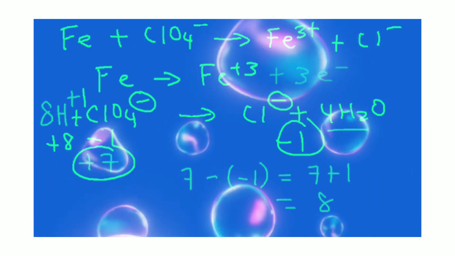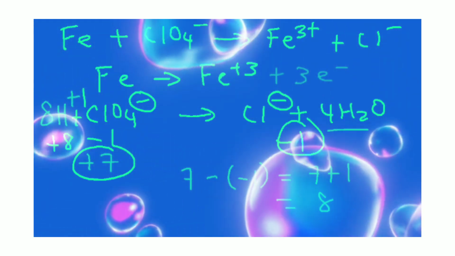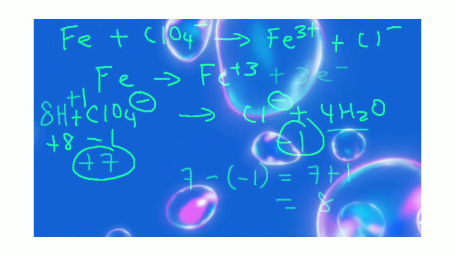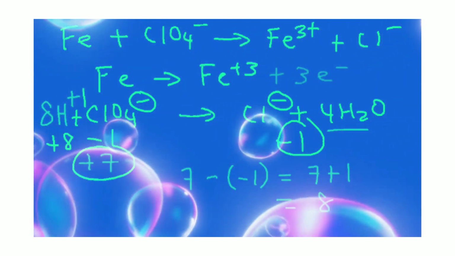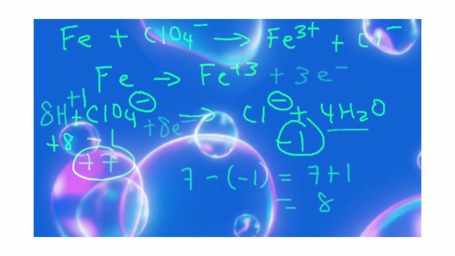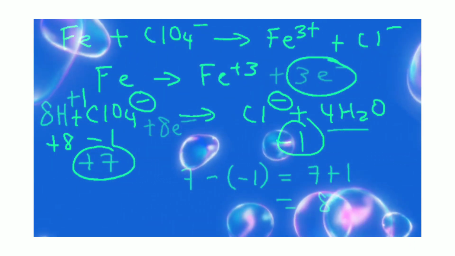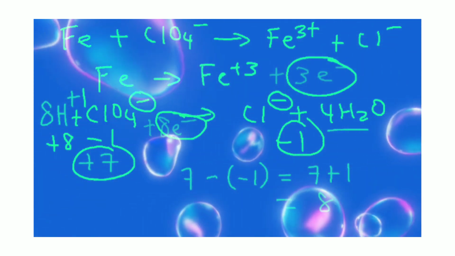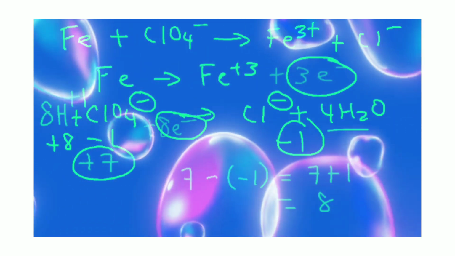So to which side should we add those 8 electrons? To the left side or to the right side? Keep in mind, always add the electrons to the side with the higher charge. So we're going to add them to the left side. And in the other half reaction, notice that the electrons are on the right side. So therefore, in the second half reaction, it has to be on the left side. They cannot both be on the same sides.